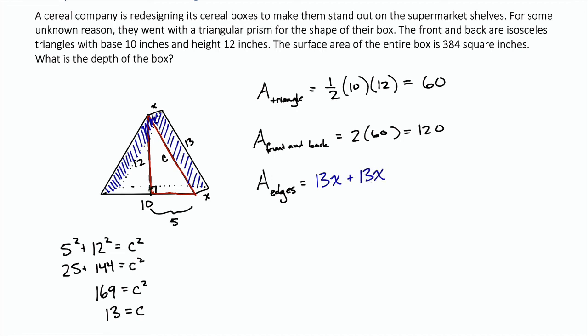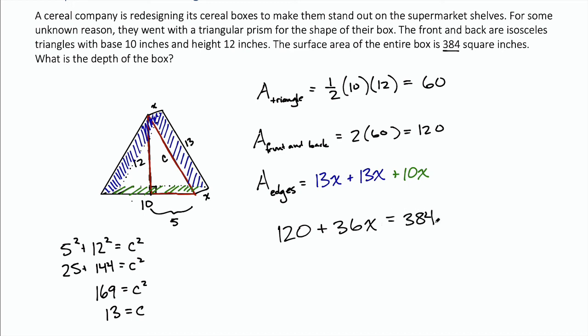Now, the base down here is different. Let's do a different color there. That rectangle has a length of 10 and a width of x. So when I add that, I add 10x, and that is going to be the area of all these edges together. Now we're ready to put all of this together. The total surface area: the front and back was 120, plus the edges. That's 26x plus 10x, which is 36x. And that all together is the total surface area, which we know is 384.